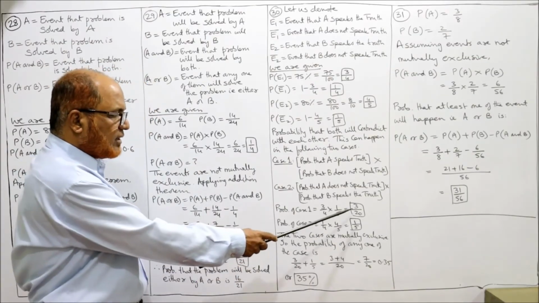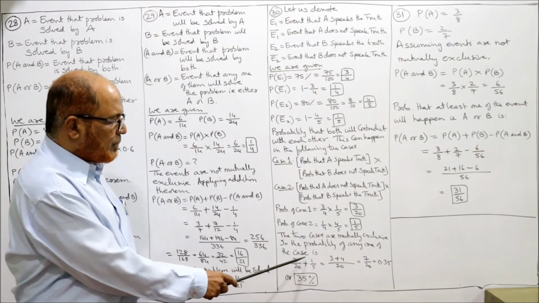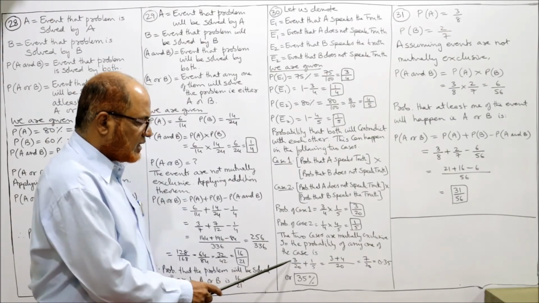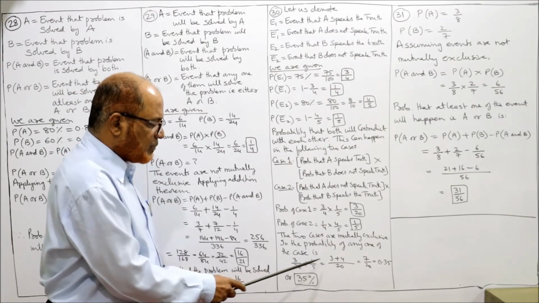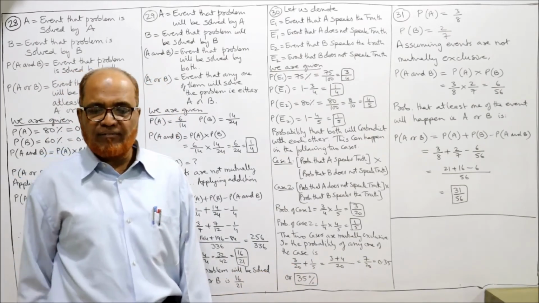So probability of case 1 is 3 by 20. Probability of case 2 is 1 by 5. So 3 by 20 plus 1 by 5. We take LCM 20. So 20 divides 20 one time, 1 3 is a 3. 5 divides 20 4 times, 4 1s are 4. 7 by 20. That is 0.35, or 35%.